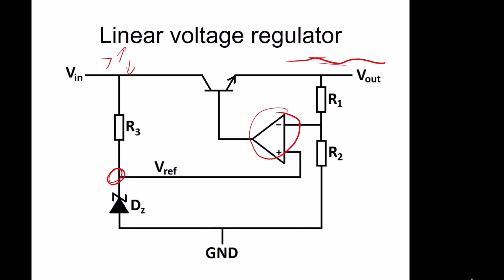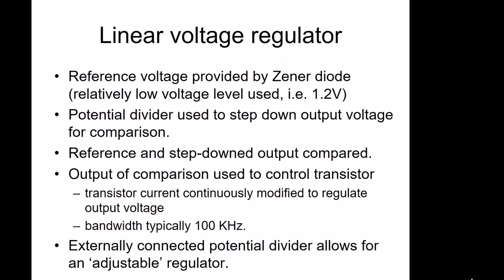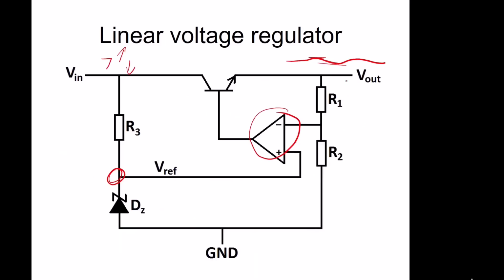You'll just get a small ripple on the output side. And that's how linear voltage regulators work. The speed that this ripple is occurring at is typically about 100 kilohertz. So this ripple effect is very fast.